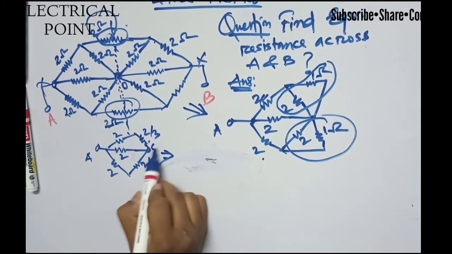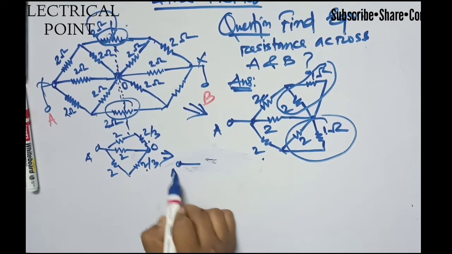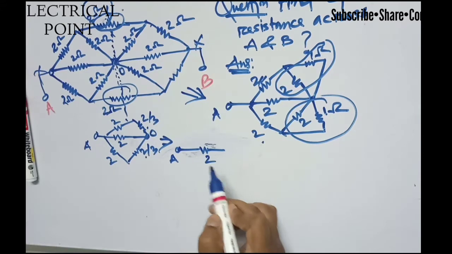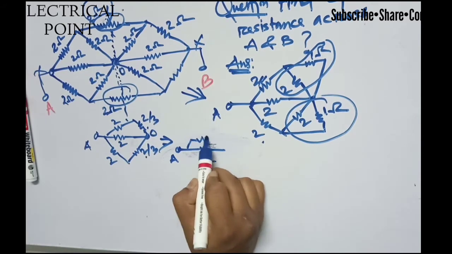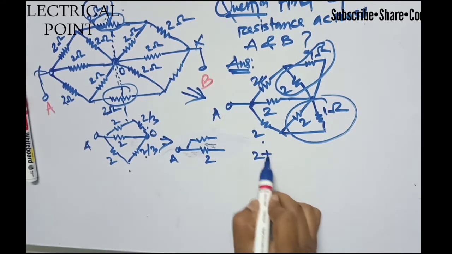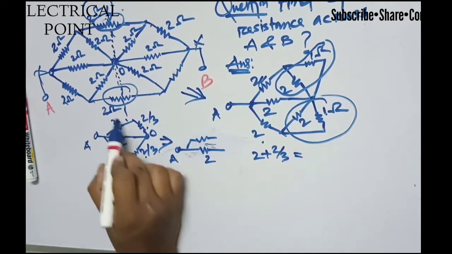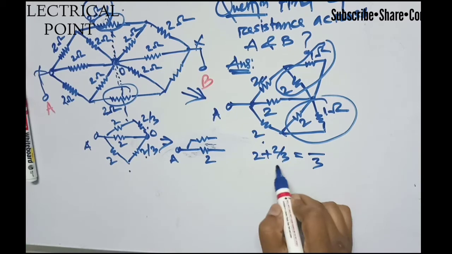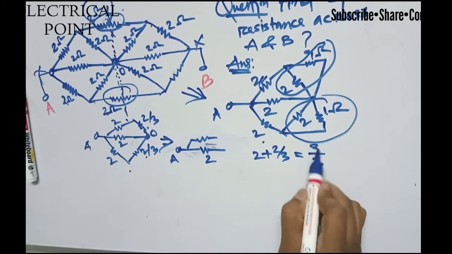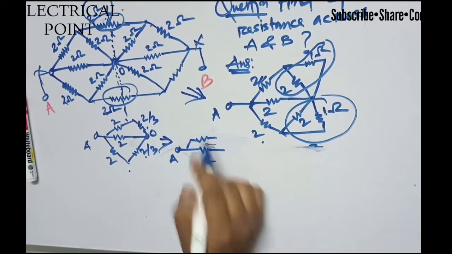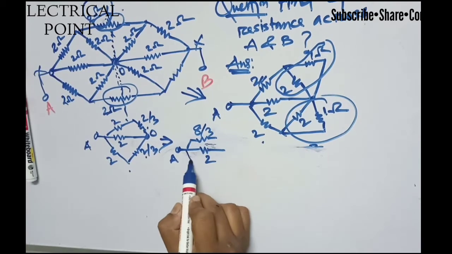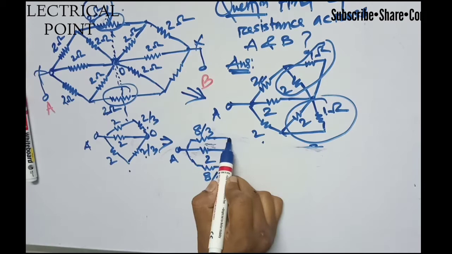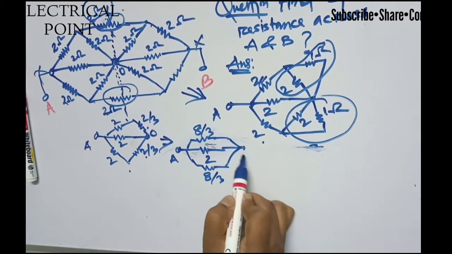So I can calculate the equivalent resistance as the middle resistance will remain the same as 2, and this will be 2 plus 2 by 3. As both are in series, we will simply add these two resistances. So it will be 3 into 2, 6 plus 2, 8. So this will be 8 by 3, and the bottom resistance also will be 8 by 3. This is our O point.